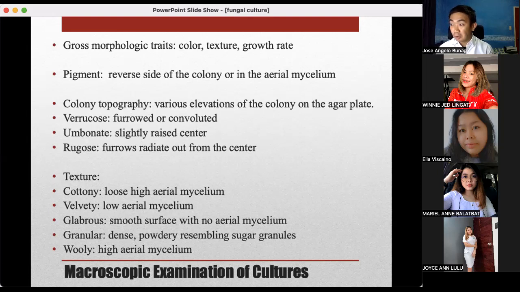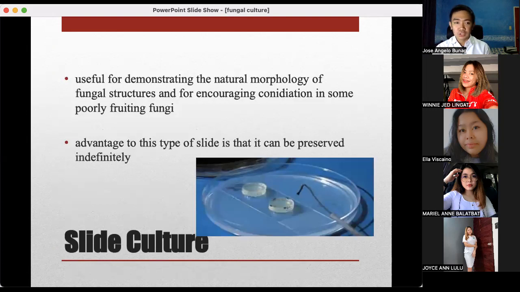We also have yung mga cottony. So, they develop when colonies produce long aerial hypha. Ano pa ba? Granular, yung mga parang powder, yung itsura nila. So basically, ganun po itsura ng ating mga macroscopic examination of your fungi.